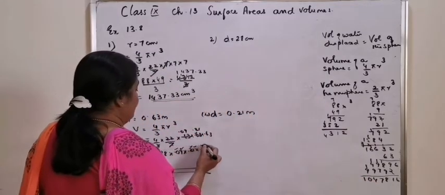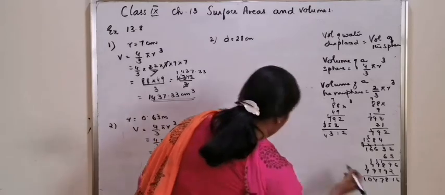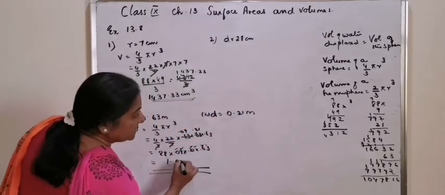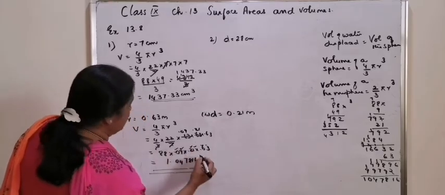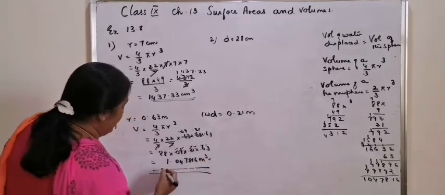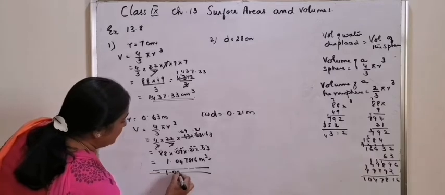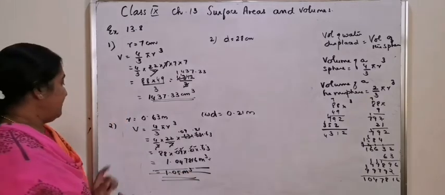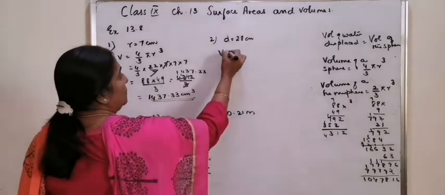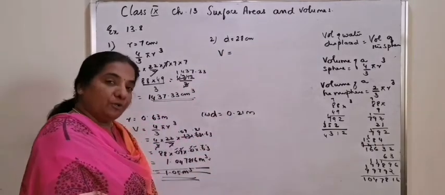Two, 3, 4, 5, 6 decimal places. So the answer is 1.047816 meter cubed, or approximately 1.05 meter cubed. Same way, question number 2. You can try on your own.